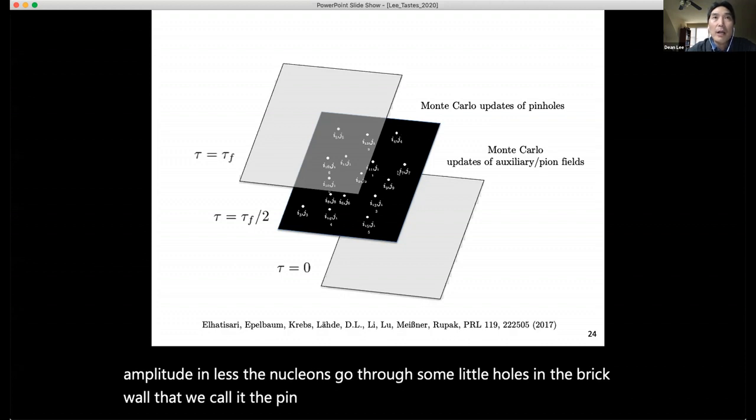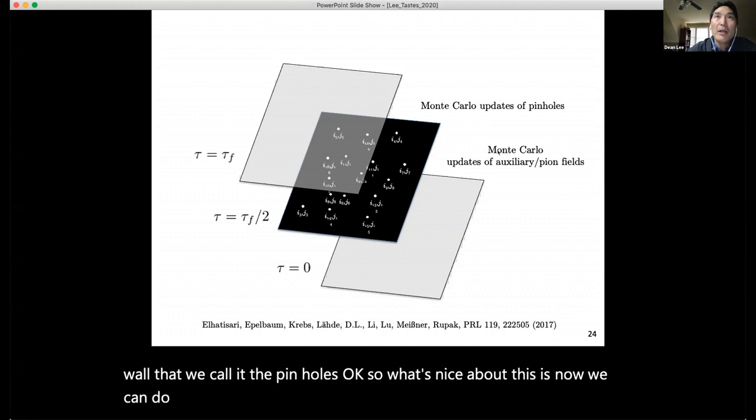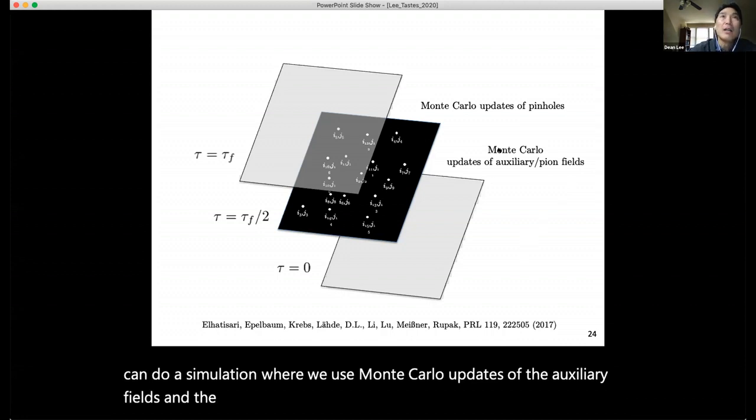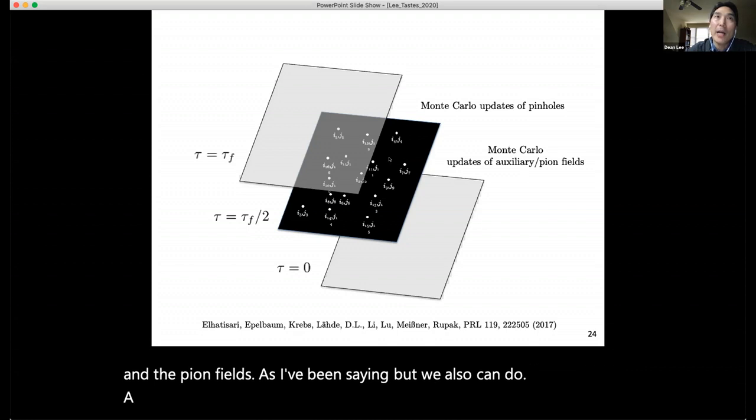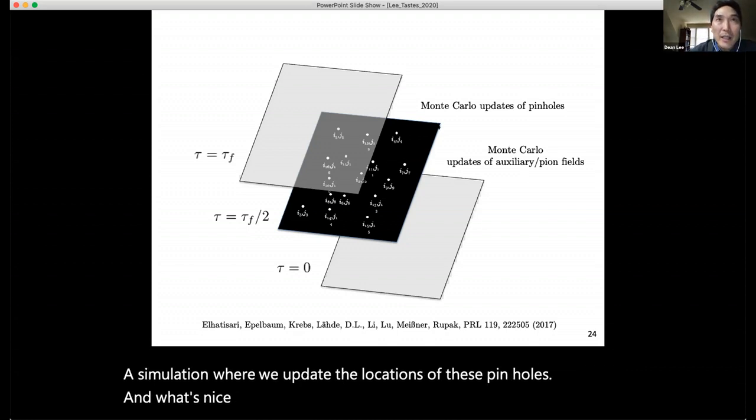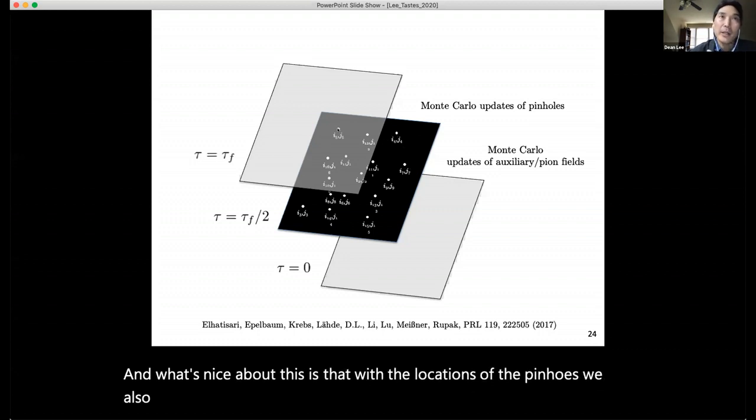OK, so what's nice about this is now we can do a simulation where we use Monte Carlo updates of the auxiliary fields and the pion fields, as I've been saying. But we also can do a simulation where we update the locations of these pinholes. And what's nice about this is that with the locations of the pinholes, we also know exactly where the nucleons are.